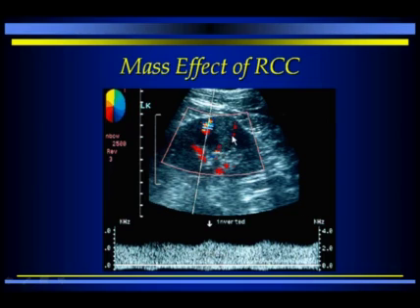But here's another example of what can happen. Here's a renal cell carcinoma, which is actually compressing an adjacent normal vessel. And the mass effect here is resulting in a pulsus tardus in a normal vessel alongside the renal cell carcinoma.